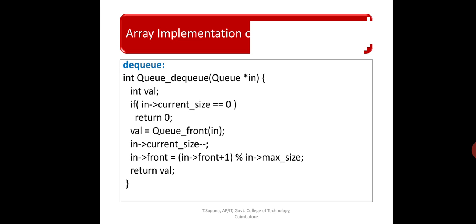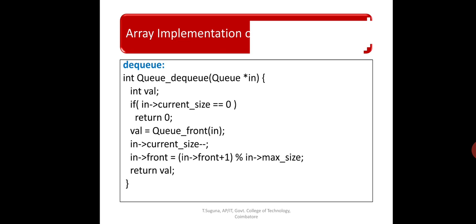This performs the array implementation of a DQ operation. DQ is simply a deletion of an element from the front end. For that, here we are going to check the condition whether the queue is empty or not. If the queue is empty, then it is not possible to perform the deletion operation, so simply we have to return.